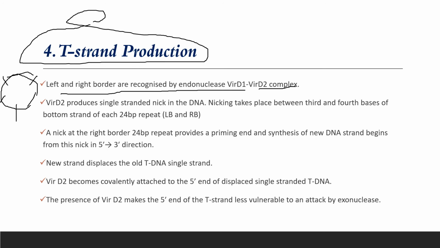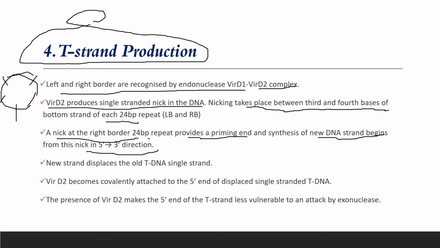Now what happens is the left and right borders are recognized by the endonuclease virD1 and virD2 complex. Now, virD2 produces a single-stranded nick in the DNA, and nicking takes place between the third and fourth bases of the bottom strand of each 24 base pair repeat. A nick at the right border 24 base pair repeat provides a priming end, and synthesis of a new DNA strand begins from this nick in the 5' to 3' direction, and the new DNA strand displaces the old DNA strand.